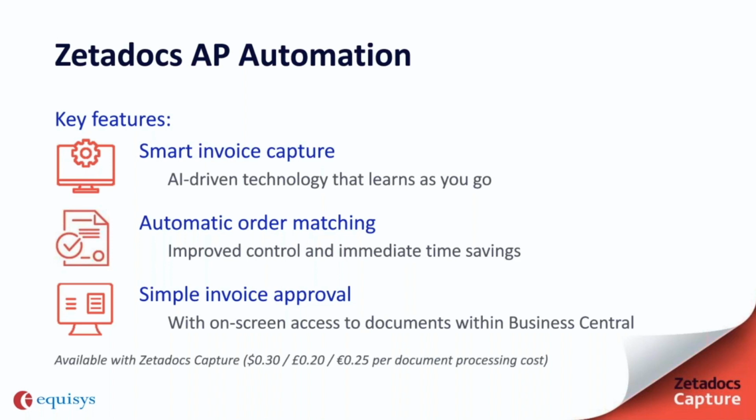While Zetadocs Capture Essentials and Capture Plus include the AP automation solution, it's important to note that there is a per document processing cost of 30 cents or 20 pence per document, regardless of the document's page count.